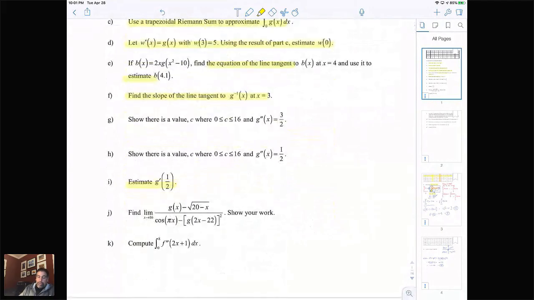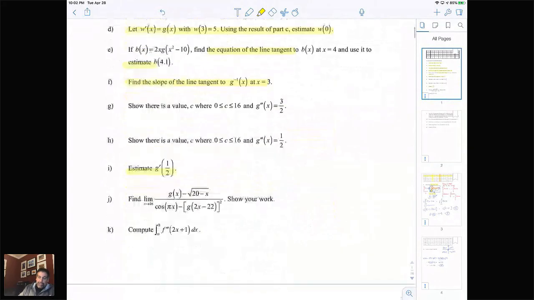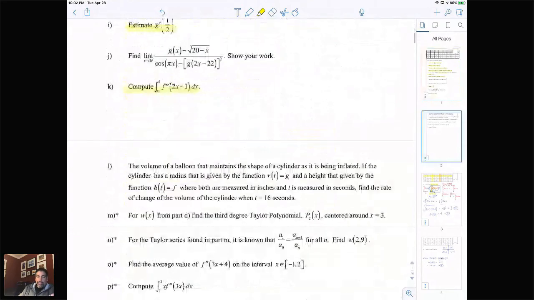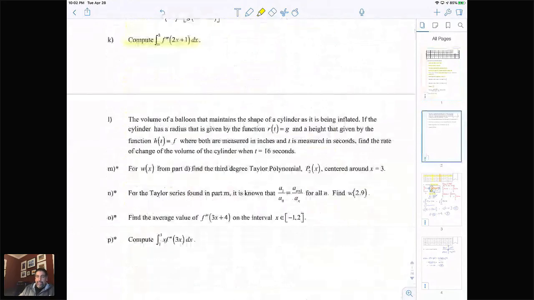Question J, you're looking at this one, and this is a question that's going to require you breaking out L'Hopital's rule. And L'Hopital's rule is probably going to be on that exam somewhere, okay? Question K, very similar to the problems we've been seeing this evening, just practicing that integrating. Question L, if you don't realize it right away just by looking at it, this is a related rate problem.